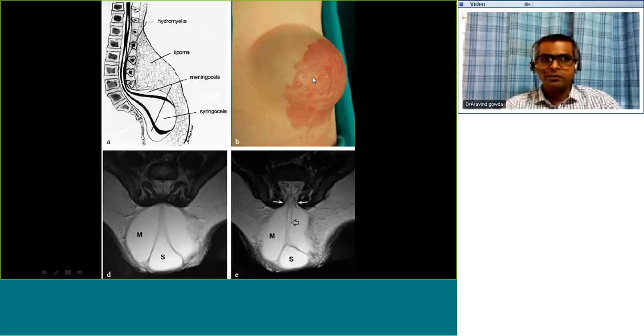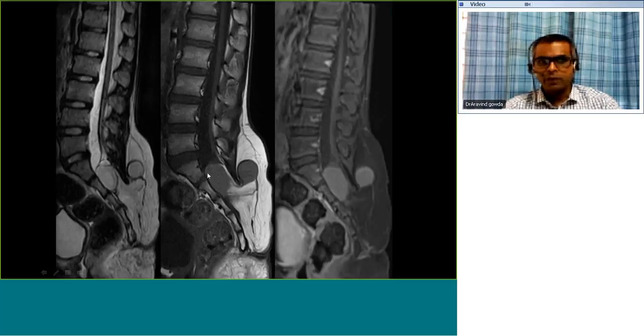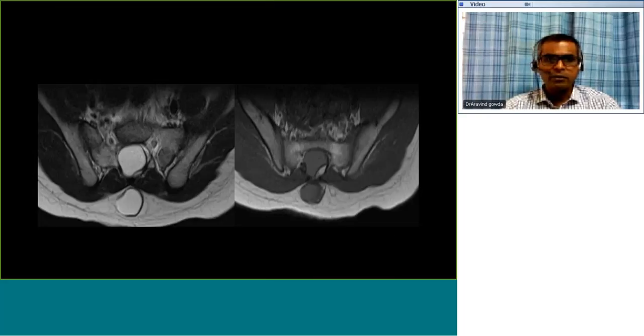This is how it will be seen, where the mass will be seen below the intergluteal cleft. This is a picture I have taken from the net. This is where the syringocele, that is the expansion of the central canal, has a meningocele surrounding it. So this is one example which we had, where there is an expansion of the central canal, somewhat like a terminal myelocystocele, in an axial view.